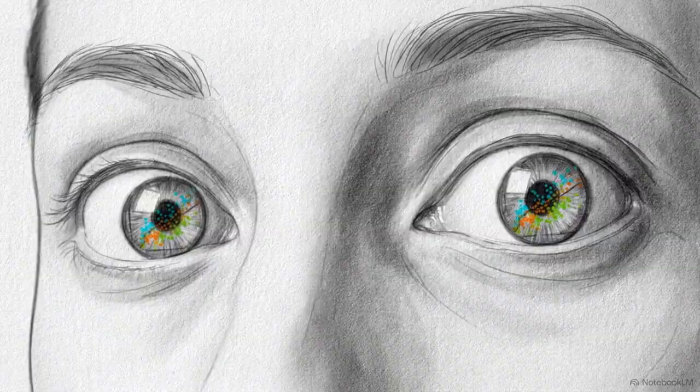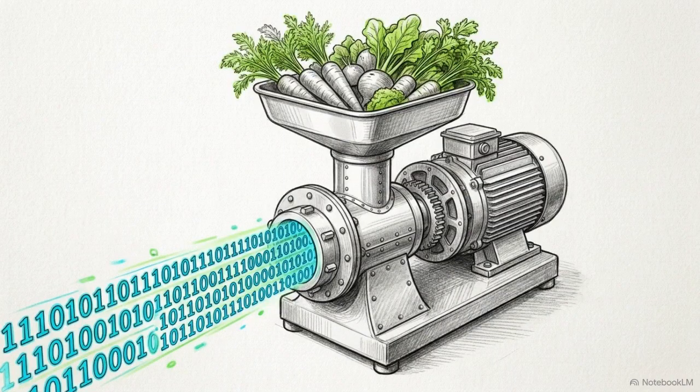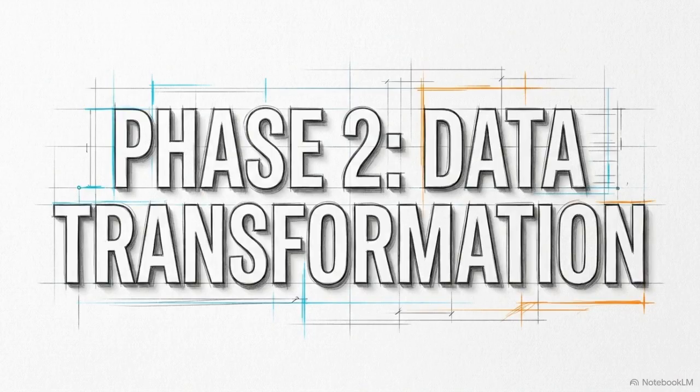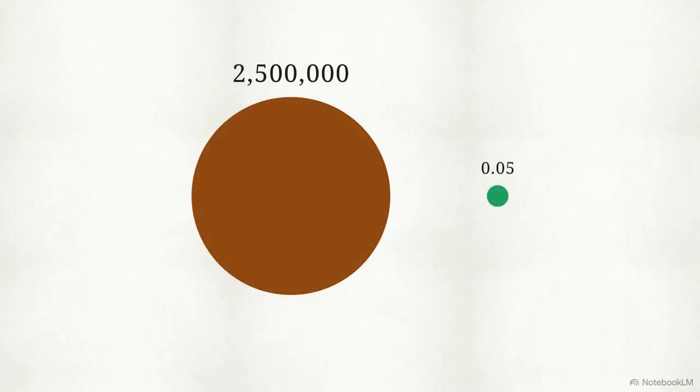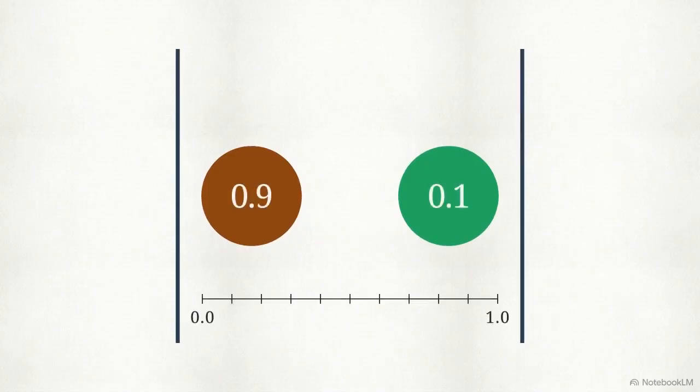Once we understand our ingredients, we have to physically alter them so the computer can digest them easily. In data science, this step is called feature engineering. Our first technique is scaling. Imagine cooking a massive potato next to a tiny pea. They won't cook evenly. Scaling fixes this by taking wildly different numbers, like millions and decimals, and mathematically compressing them into a uniform range.